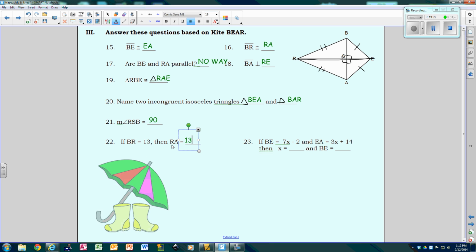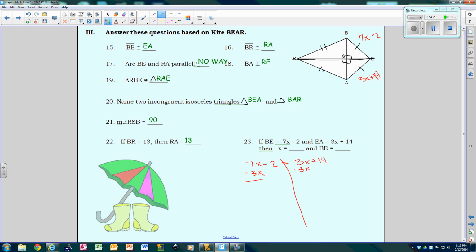same size. So now, if BE is 7x minus 2, and EA is 3x plus 14, well, since they have the same marks, that means they're equal. So 7x minus 2 is equal to 3x plus 14. So I'm going to do my math here. I'm going to subtract 3x from both sides. So I get 4x minus 2 is equal to 14. Then I'm going to add this 2 to both sides. So I get 4x equals 16.